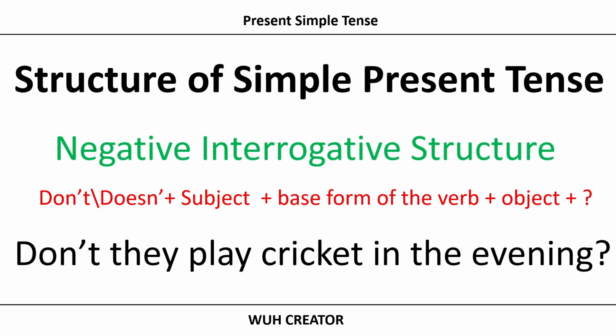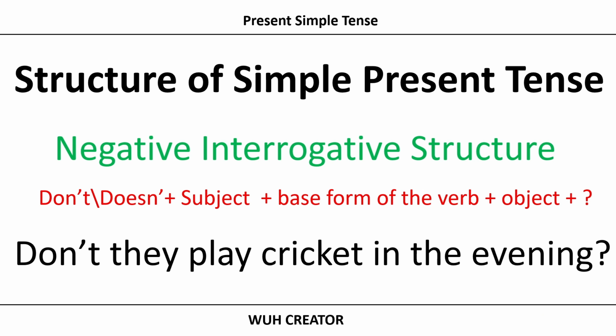The word they is the subject, and since it is plural, we use don't instead of doesn't. The word not is already included in the contraction don't to make the sentence negative. Play is the main verb and it remains in its base form, because after don't we always use the base form of the verb. Cricket in the evening is the object and time expression of the sentence, and the sentence ends with a question mark because it is interrogative.